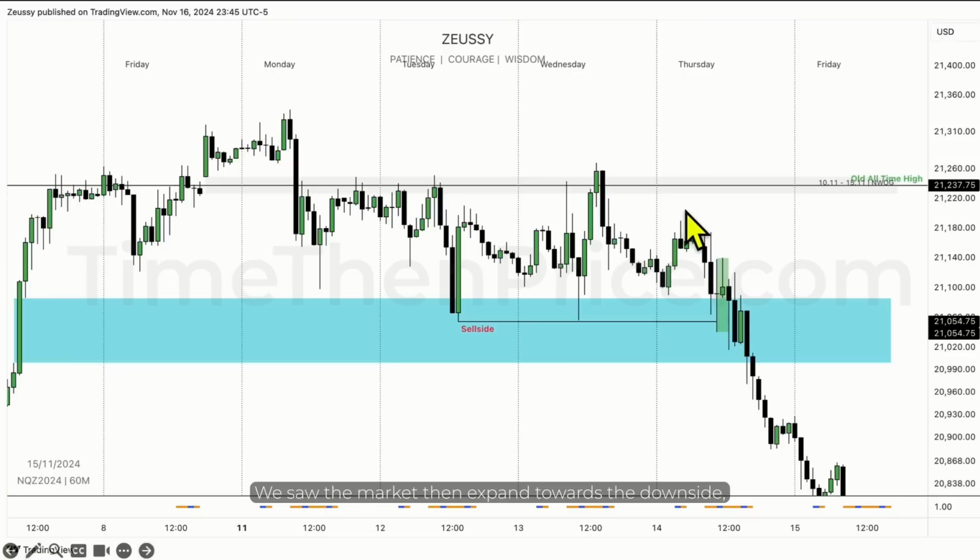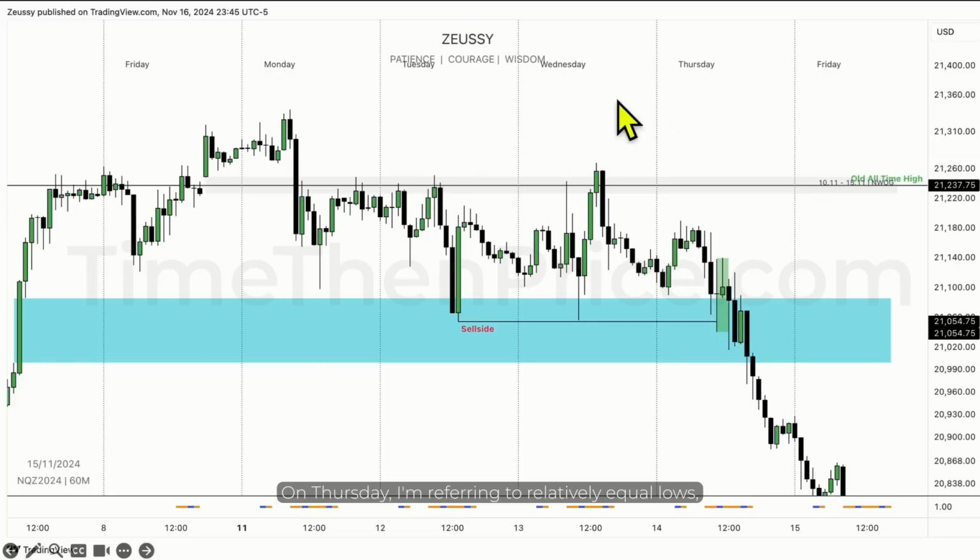We saw the market then expand towards the downside, taking out the relatively equal lows which got engineered during the previous 2 days inside of this hourly RBC. And here comes something interesting. Do you notice that on Wednesday during the afternoon session, I referred to a high which formed inside of the range high? I referred to the previous day high.